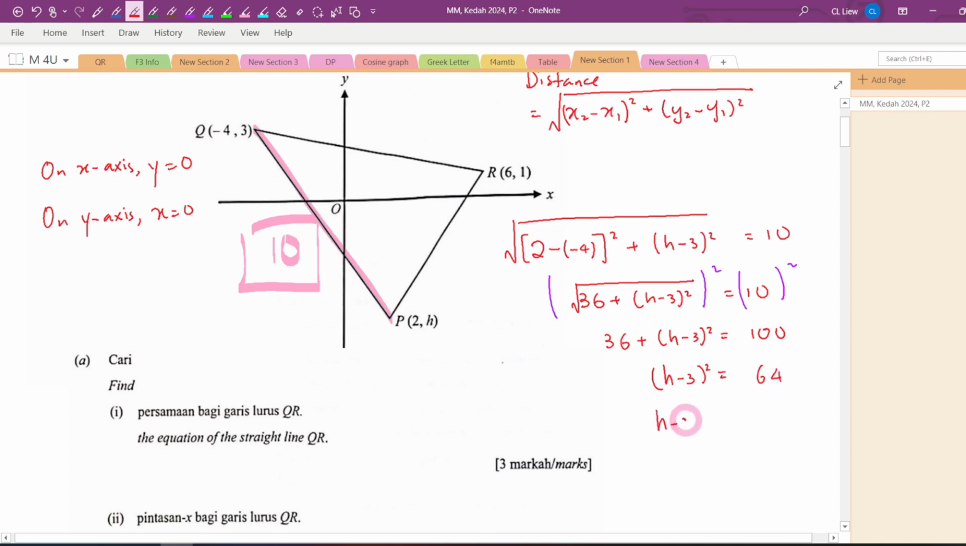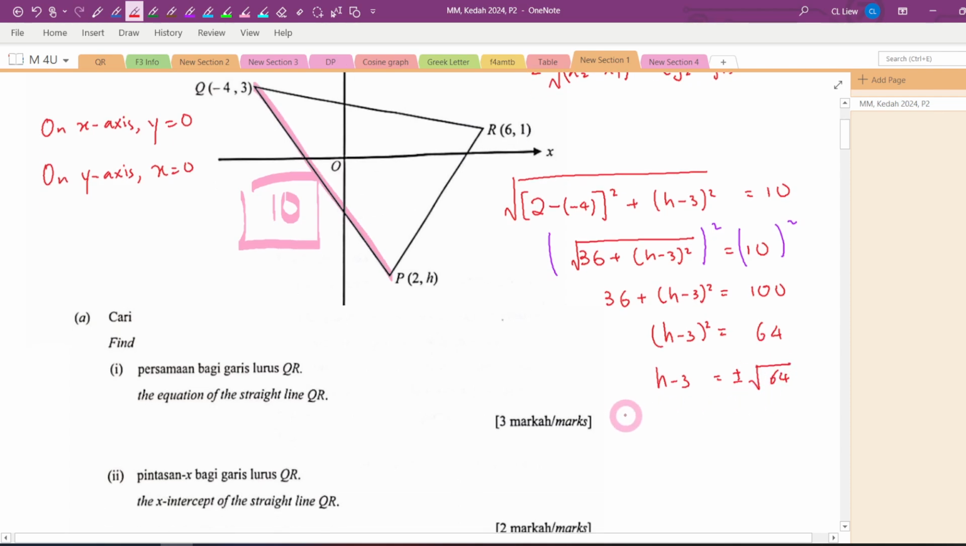Okay, h minus 3 is equal to plus minus the square root of 64, which is equal to plus minus 8. So h minus 3 is equal to 8, or h minus 3 is equal to negative 8. So h is equal to 8 plus 3, which is 11. Or h is equal to negative 8 plus 3, which will give you negative 5.